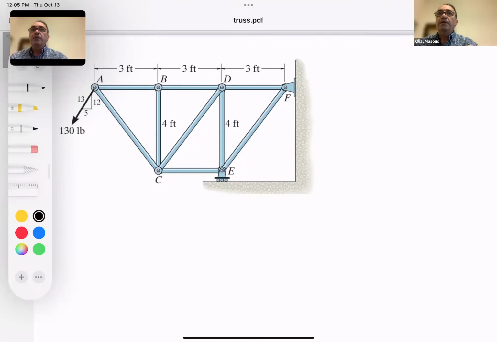And I'm here with an example of how we can use method of sections to determine the forces in selected members of a truss.